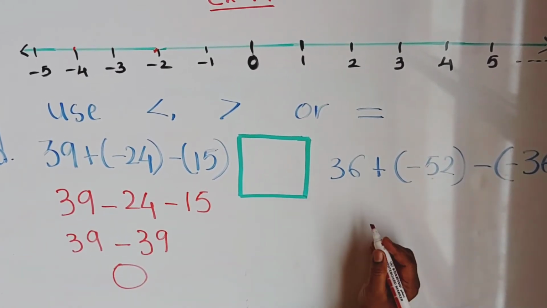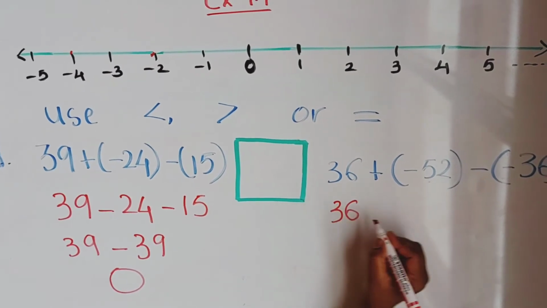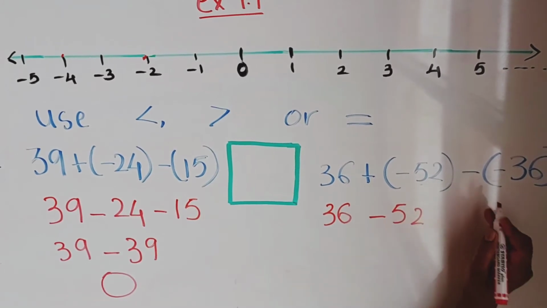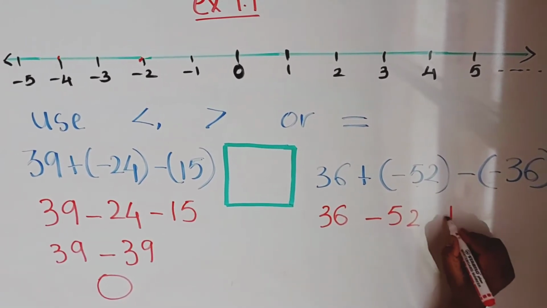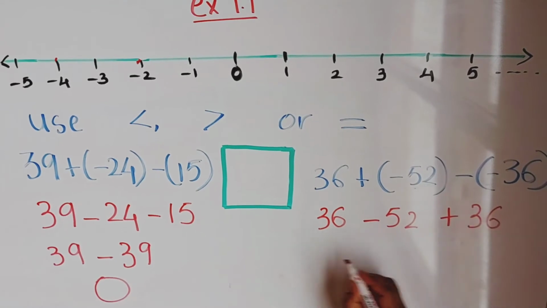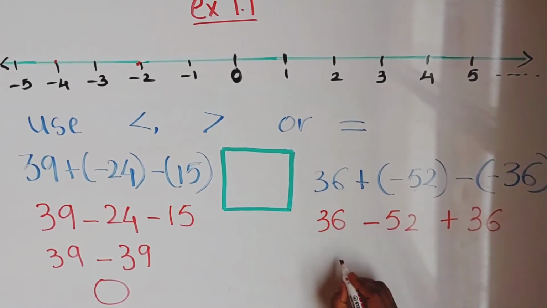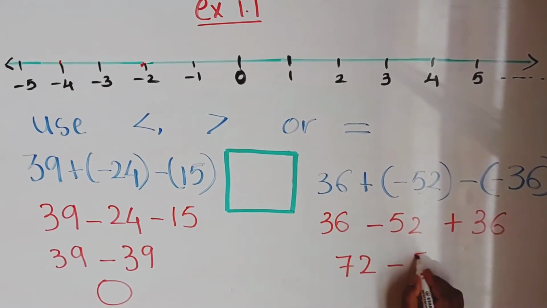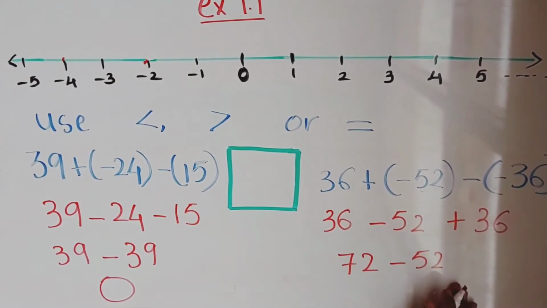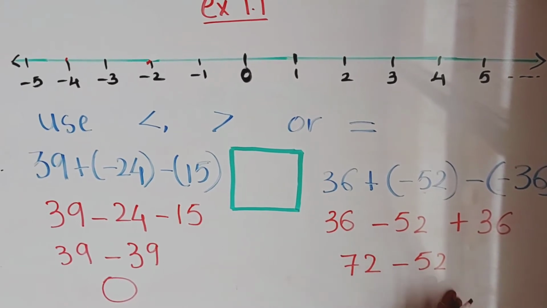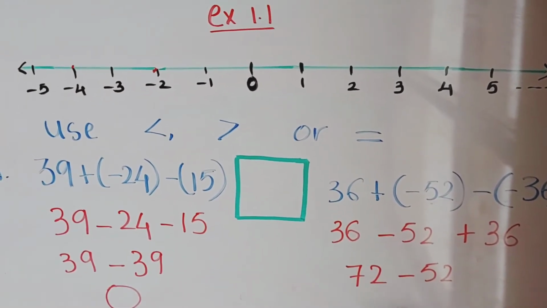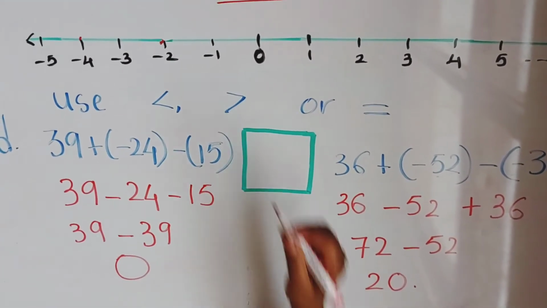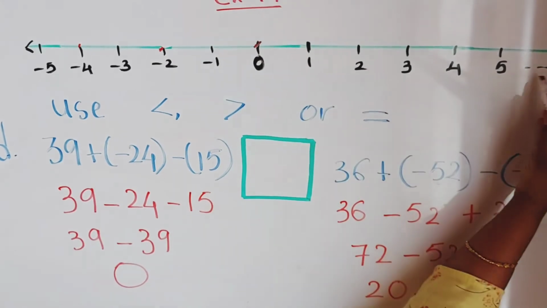Now we will see the right-hand side part. 36 as it is I am writing. Now plus minus 52, right? And minus minus 36. Now you can add both positive numbers. 36 plus 36, 72, and minus 52. What is 72 minus 52? One positive number and one negative integer, so we have to subtract. It is 20, right? So 0 is here and 20 is this side.